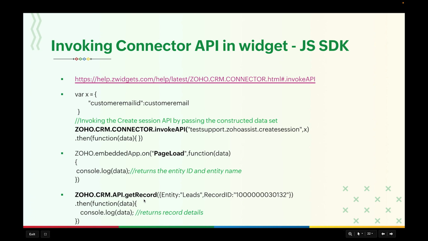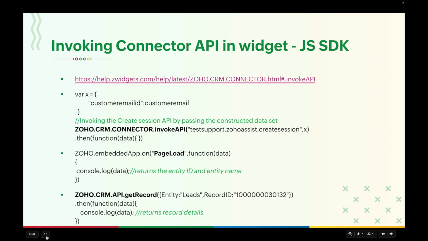So when I pass the module name and the record ID, I will get the entire details of that particular record, from which I will take the email ID of that particular case. This email ID will be constructed as data in order to invoke our connector API. So this is an overview of the components that we have used in our widget code logic.